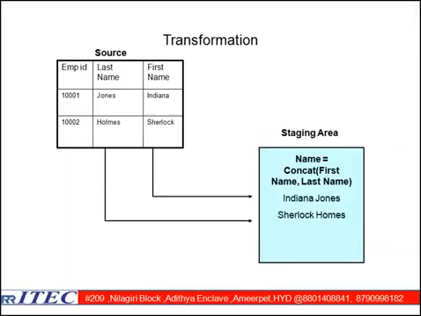See this one. What am I doing? Here in the source I have last name, first name, and I am trying to concatenate. This is called transformation. It doesn't mean that only converting the data types is transformation. Any type of calculation is called transformation. Simply, one form of data we are trying to change into another form of data.